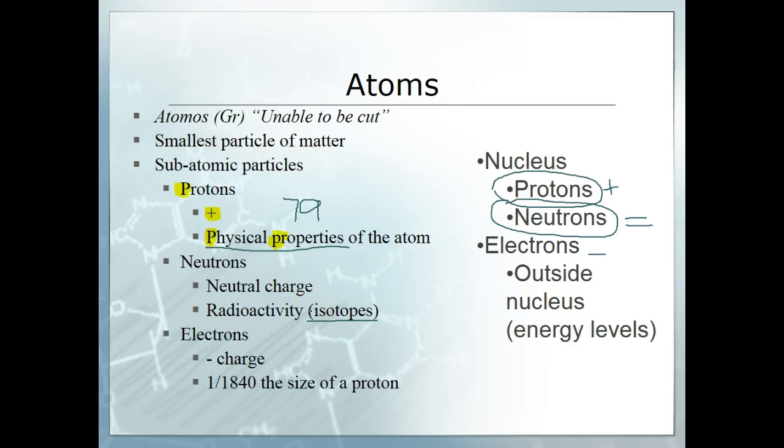And then electrons, we say, are negative, and they are the ones that are outside the nucleus in these energy orbitals. But they are tiny. An electron is 1/1800th the size of a proton. Protons are tiny to begin with, but electrons are incredibly small. They are in charge of bonding. So protons give the properties, neutrons give the radioactivity, and electrons are in charge of bonding. Protons are positive, neutrons are neutral, electrons are negative.